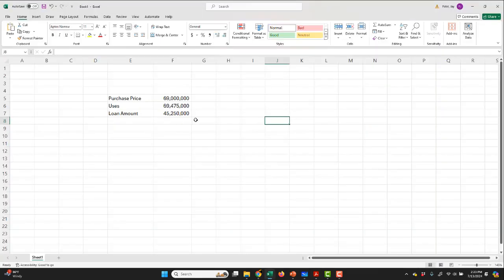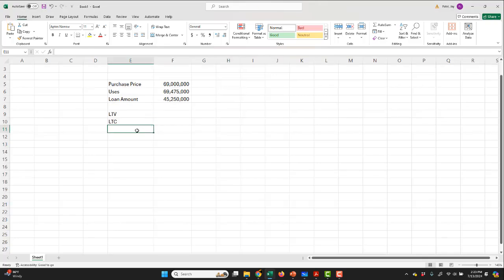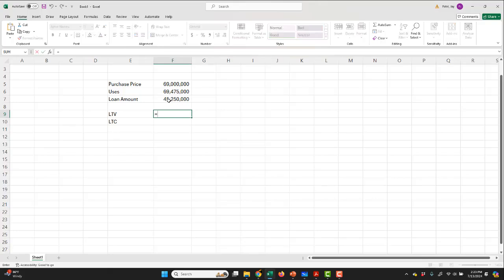Okay, so just in Excel, I've copied some of the amounts from the presentation here, just so we can do the loan to value calculation and the loan to cost calculation. Loan to value is going to be the simple one that we talked about, where we take basically the loan principal divided by the purchase price. Sorry, and I actually made a typo here. It's actually 60 million.